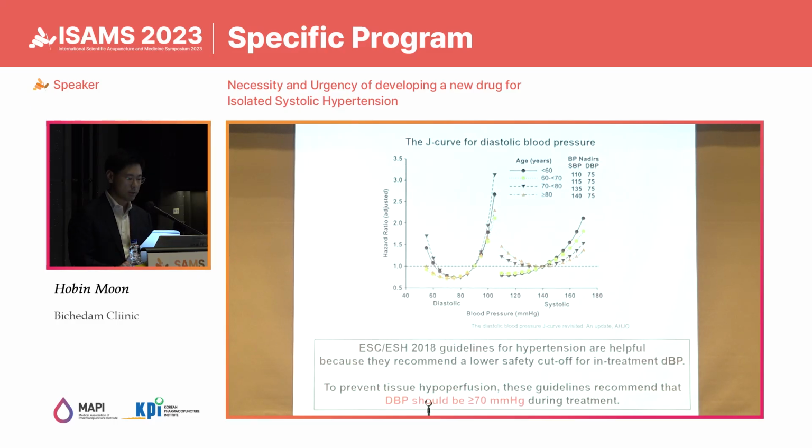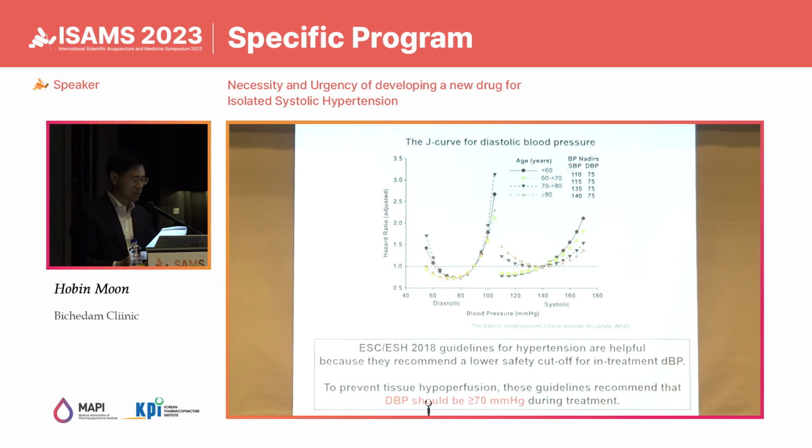At this time, guidelines for hypertension treatment by European Society of Hypertension are very helpful. This is because the guidelines suggest not only a drop in systolic blood pressure when treating hypertension, but also a lower limit of diastolic blood pressure. European Society of Hypertension recommends that diastolic blood pressure should not fall below 70 when treating hypertension patients. This is what we understand as a J-curve phenomenon. The constant drop in blood pressure leads to an increase in mortality.